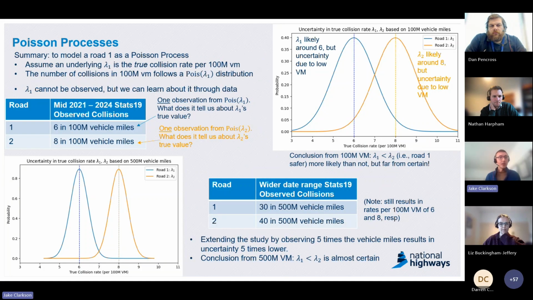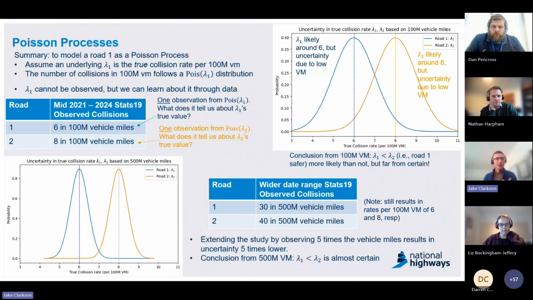Okay, so just to summarize, if we wanted to model road 1 as a Poisson process, we would assume that there's some underlying rate, say lambda 1, which is the true collision rate per 100 million vehicle miles. And what that means is the number of collisions in these 100 million vehicle miles will follow a Poisson distribution with rate lambda 1. And note that using rate per 100 million vehicle miles is an arbitrary choice, but we prefer to do that rather than lambda being the rate per vehicle mile, because otherwise lambda would be very small.